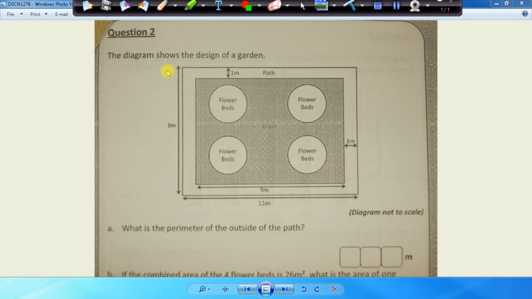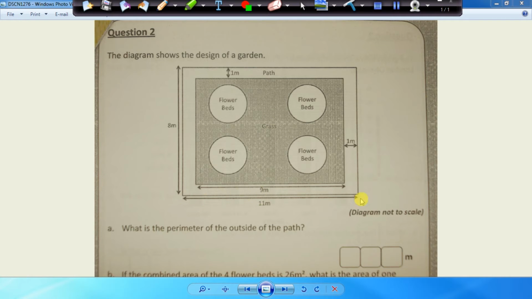Okay, folks, question number 2. The diagram below shows the design of a garden. So we have here the grass, flower beds, and a path all the way around the garden. The question says, what is the perimeter of the outside of the path? The outside of the path. So question 2A, let's have a look.